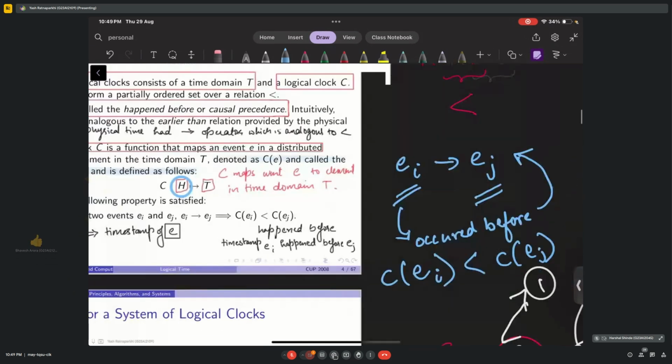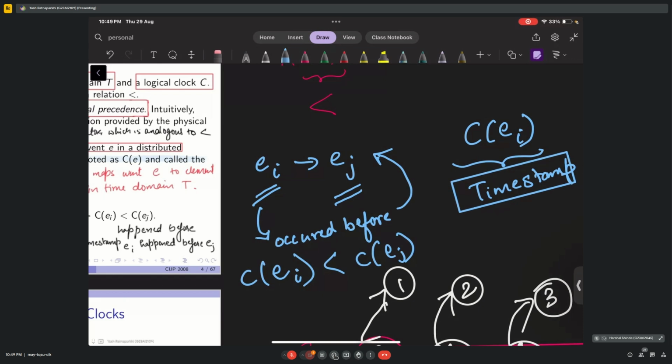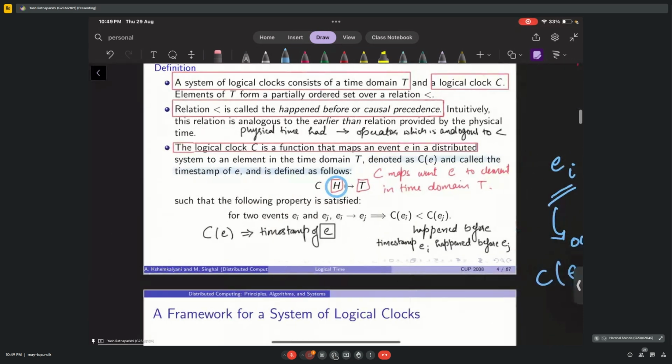Again, one more thing to help you understand. This C of Ei, what is it called? It is called the timestamp. Timestamp is the unit of time that is provided. It can be anything. So this is told here: if Ei happens before Ej, that implies that the timestamp of Ei will definitely be less than that of Ej. Understood this? Let's move ahead.